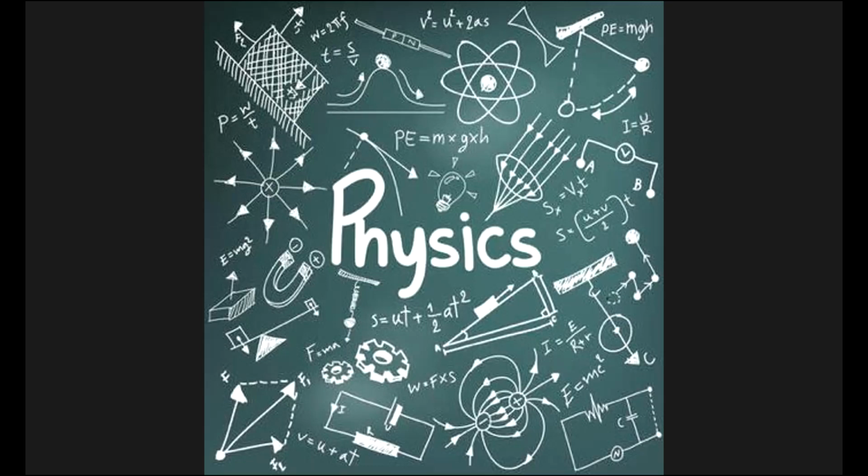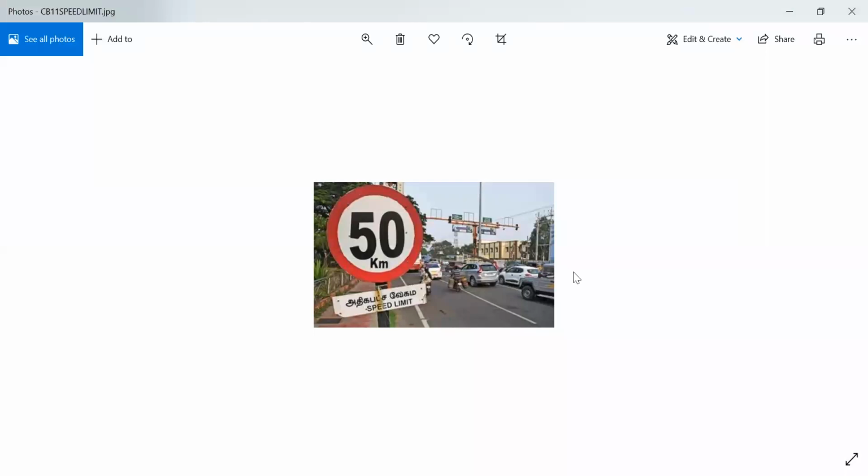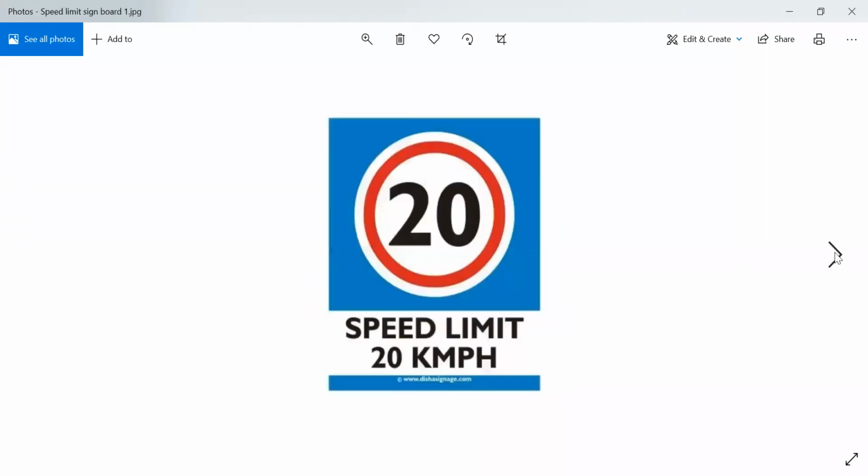Here I can show you a few things on the screen, right? These signboards, we have seen near schools or hospital zones, or on the highways, isn't it? They might say 50 kilometer per hour or 30 kilometer per hour, and here the speed limit is 20 kilometer per hour, right?